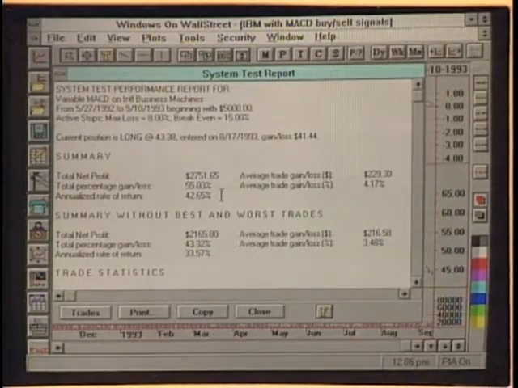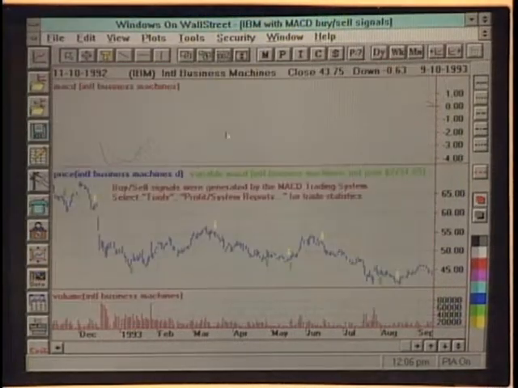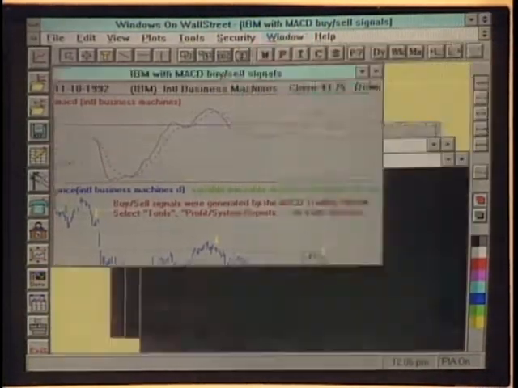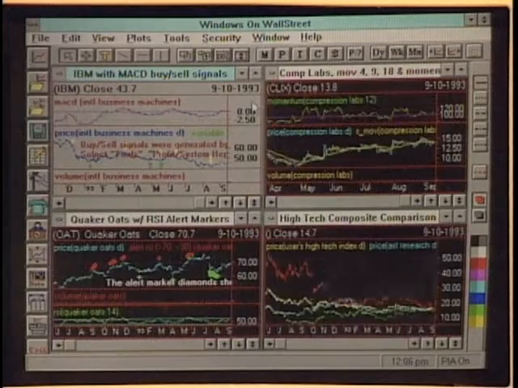Had I done this, it's always in the past somehow, had I done that, I would have made 42% or whatever. That's correct. Okay. Now we can also, of course, allow you to take a look at all these in one full screenshot.